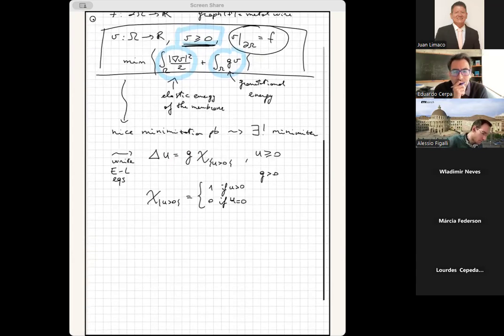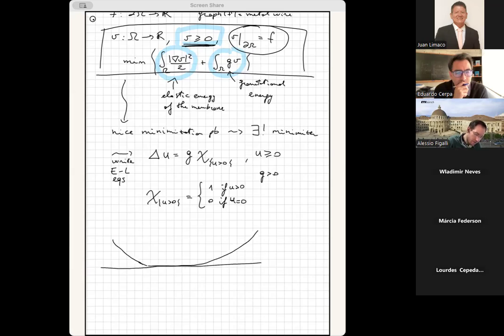So let me try to draw a picture now again. The way you should think of it, let me do it just in 1D from the side. So this is my function U. So in the region here, where U is positive, the Laplacian of U is equal to G. And then here, essentially, the PDE is telling you that the Laplacian of U is 0. But okay, this is because U is 0. So almost everywhere the Laplacian of U is 0.